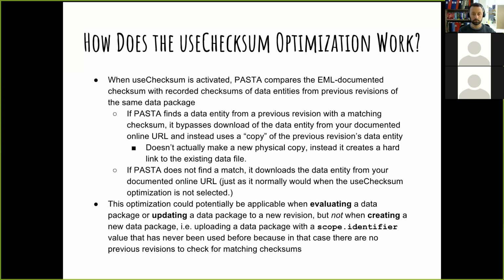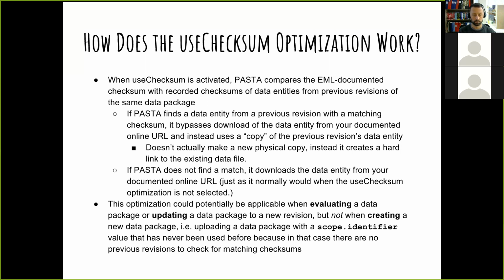Now, it doesn't actually create a new physical copy. Instead, it uses a hard link to an existing data file from a previous revision. Very much the same way like that disk space optimization I mentioned earlier works. If Pasta does not find a match, it simply downloads the data entity from your documented online URL, just as it normally would when the useChecksum optimization is not selected.